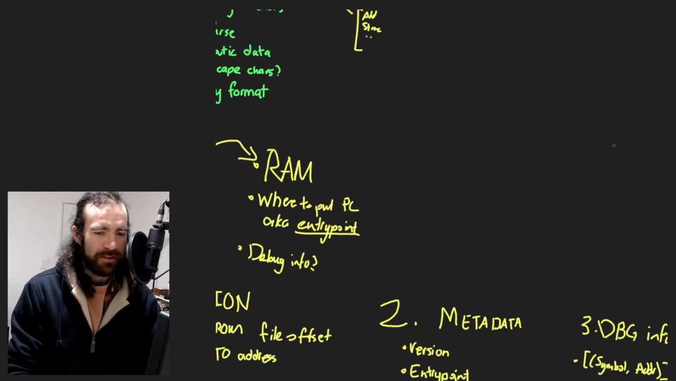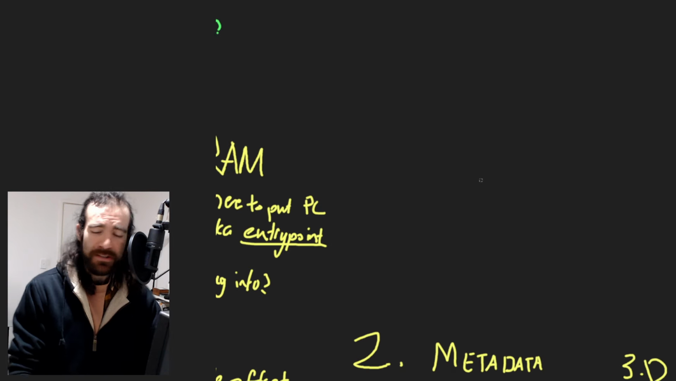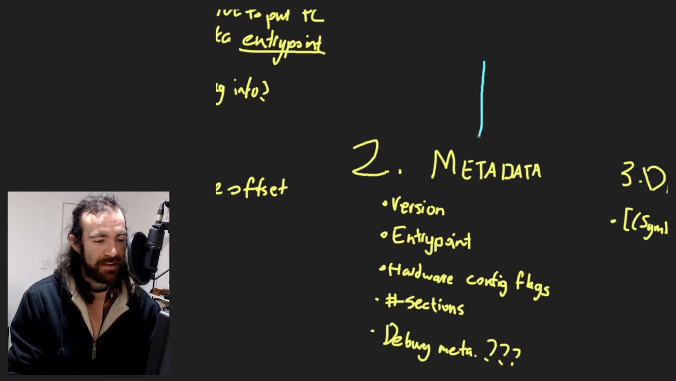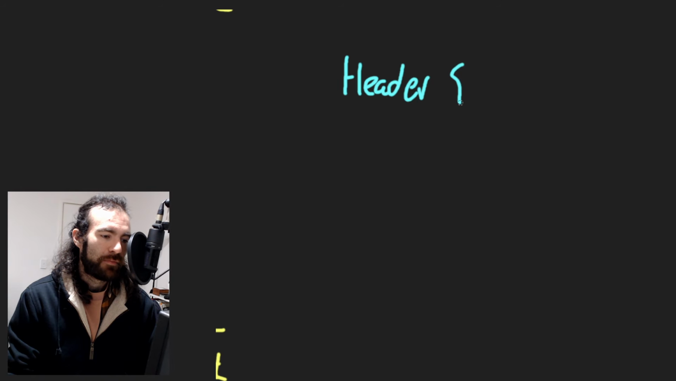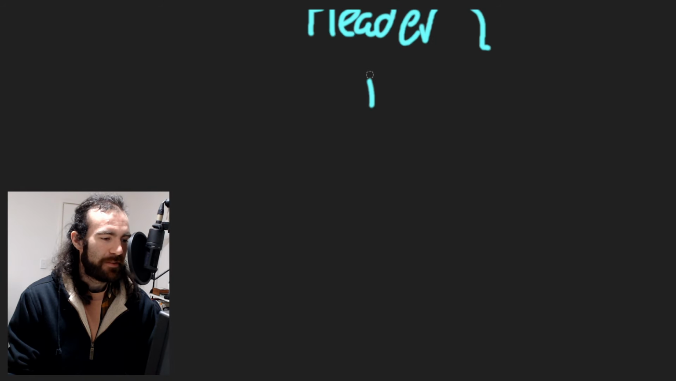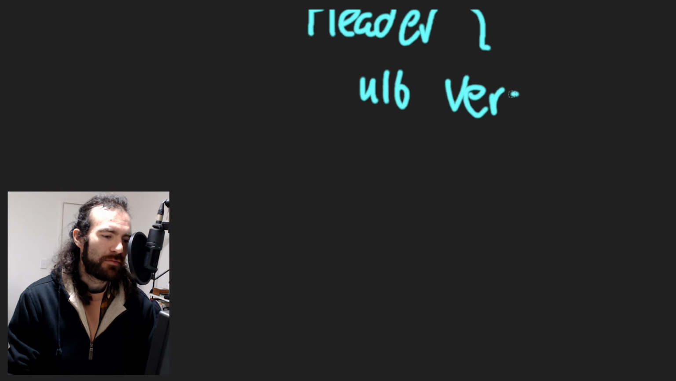So how do we start it? What does that file probably look like? Well, the first thing we're going to want is some kind of header that's going to contain all of this. So let's write a quick specification. Let's say header. It's going to have an int 16. Let's call it a U16 for version.